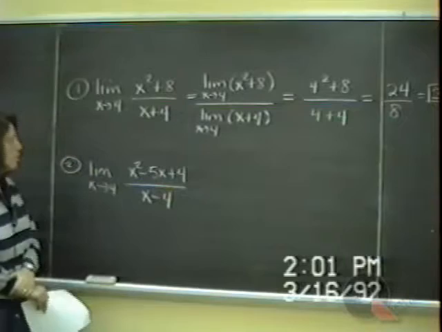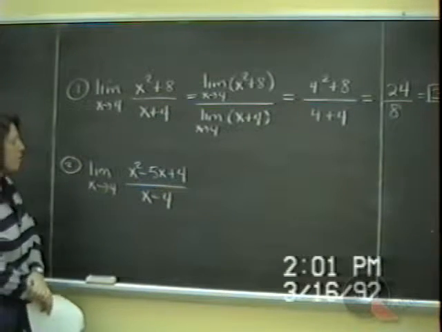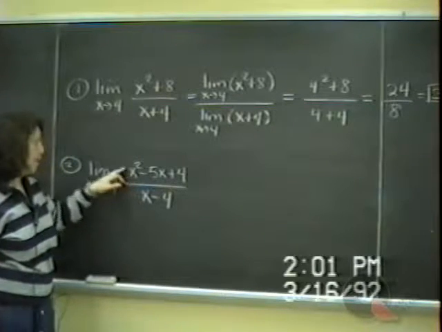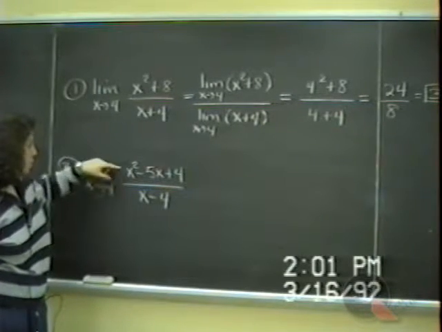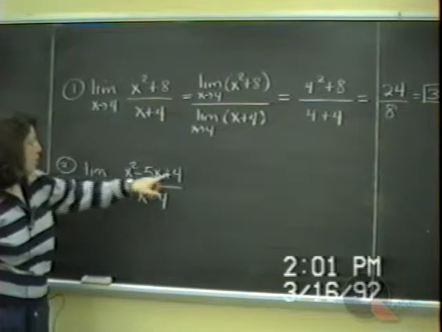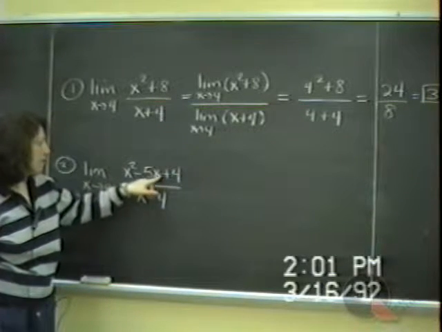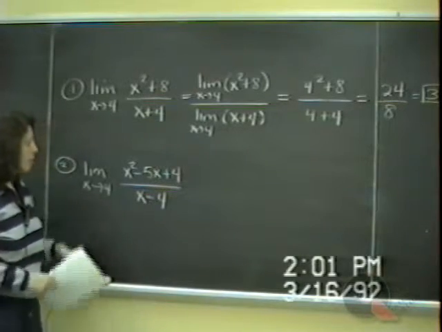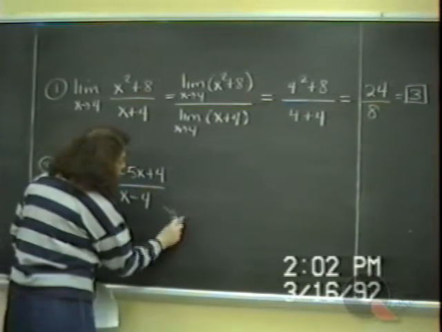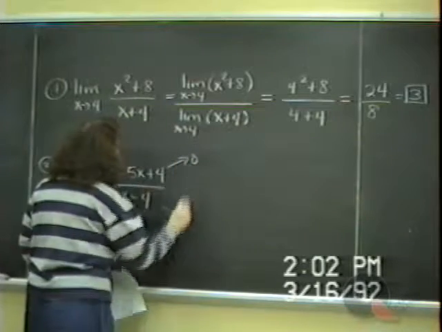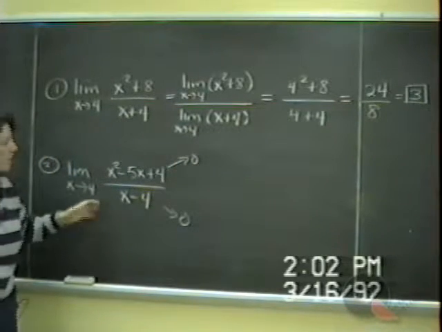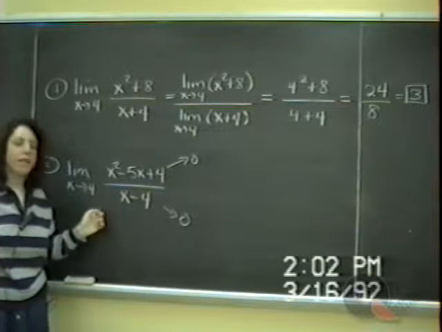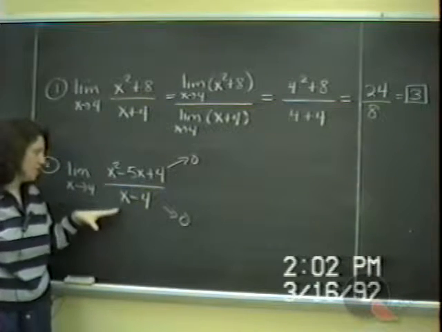The first thing we should do is look upstairs and see what the limit of the numerator is. The limit of the numerator, this is also a polynomial, we can evaluate its limit by substitution, would be 4 squared, 16, plus 4, 20, minus 5 times 4, minus 20. 20 minus 20 is 0. So we have a situation where the bottom is going to 0 and the top is also going to 0. We cannot make a decision at this stage.